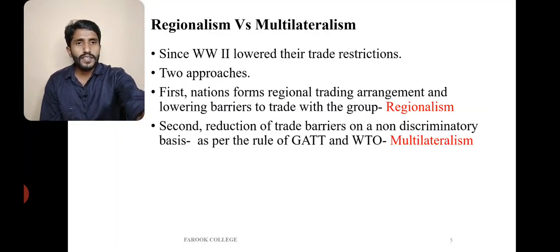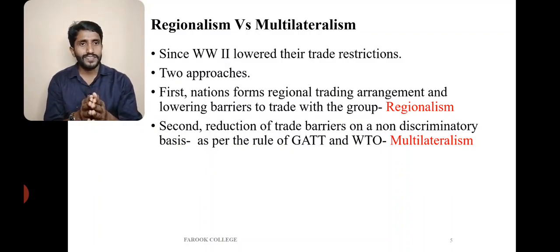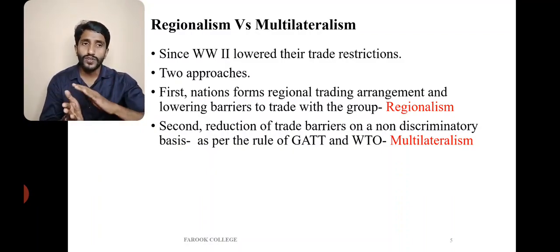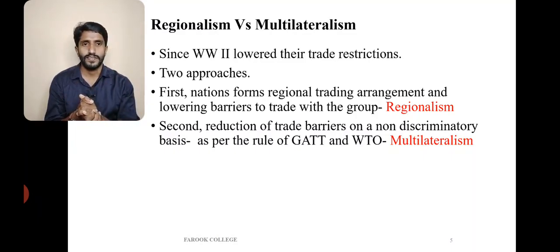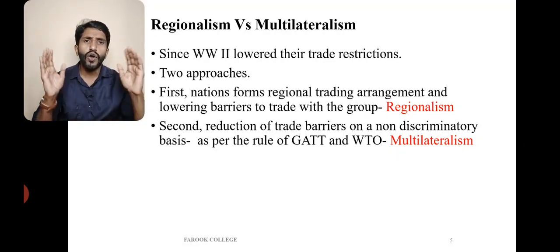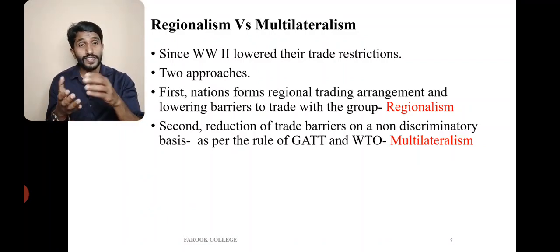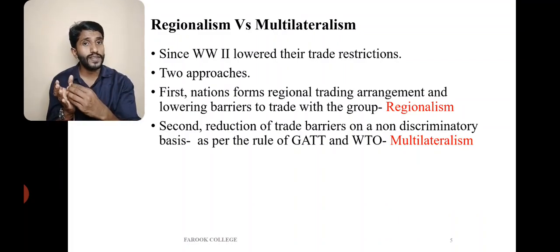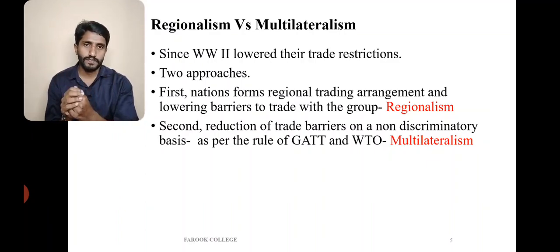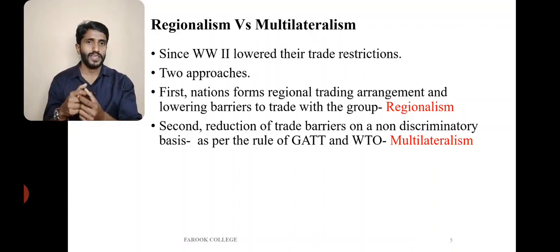Okay, and there are some other countries that started reducing the trade barriers on a non-discriminatory basis. As per the rules of GATT and WTO, mostly all the countries, not a few but all the countries, started to reduce the trade barriers with all the nations without any discrimination. It is based on the rules and regulations of GATT and also WTO. It is known as multilateralism. So these are the two approaches to economic integration.